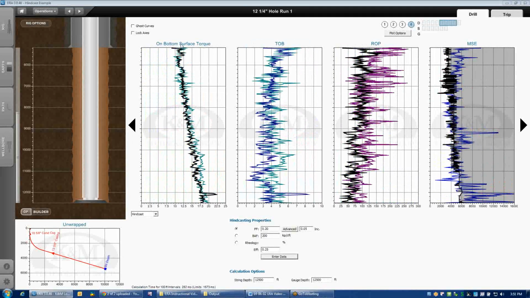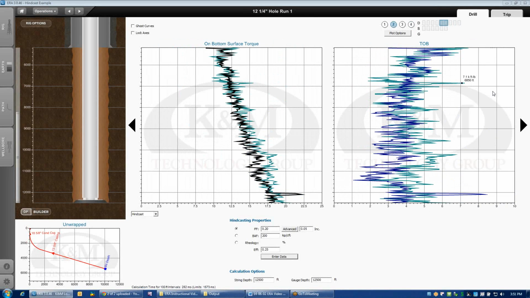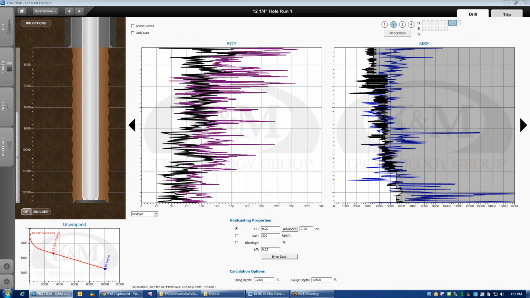On-bottom surface torque, TOB stands for torque on bit, ROP stands for rate of penetration, obviously, and then we've got our mechanical specific energy. Well, let's just focus in on mechanical specific energy and rate of penetration. I'm going to scroll over a couple of plots. Right now, my sensitivity analysis is on friction factor, if you notice where the little radio button is pointed. And I'm going to keep it there for a minute.